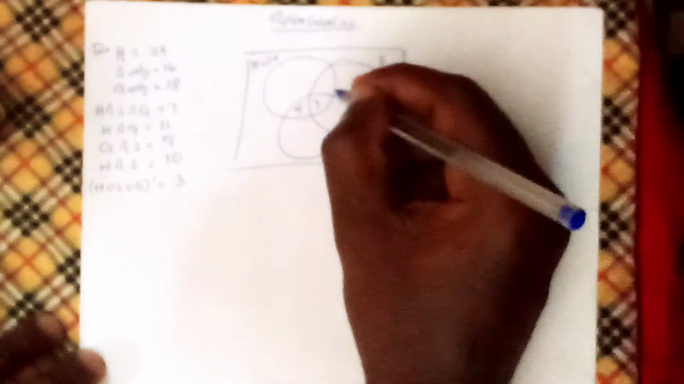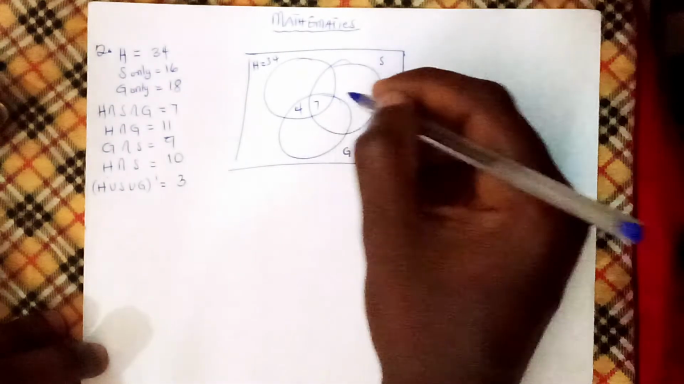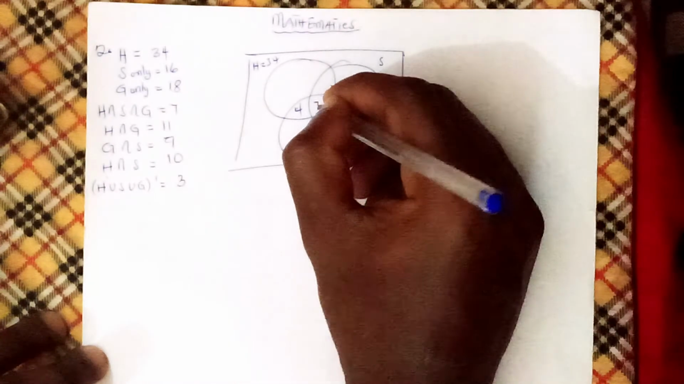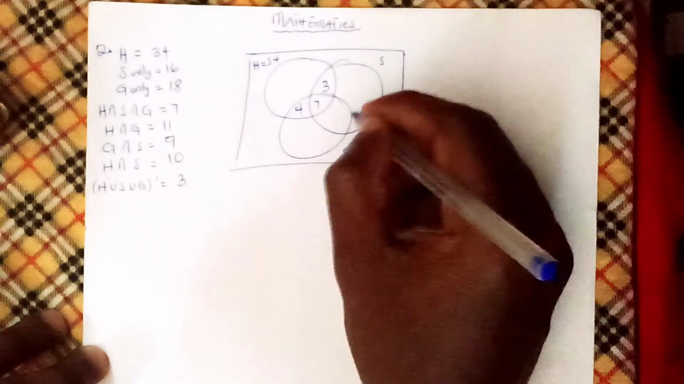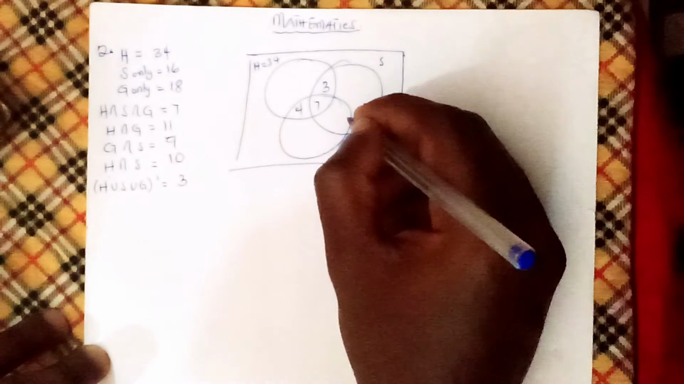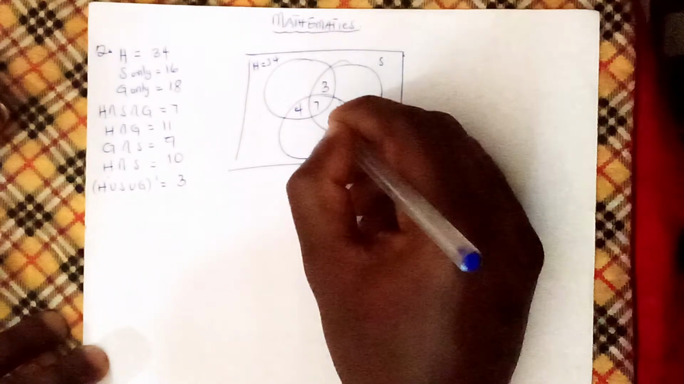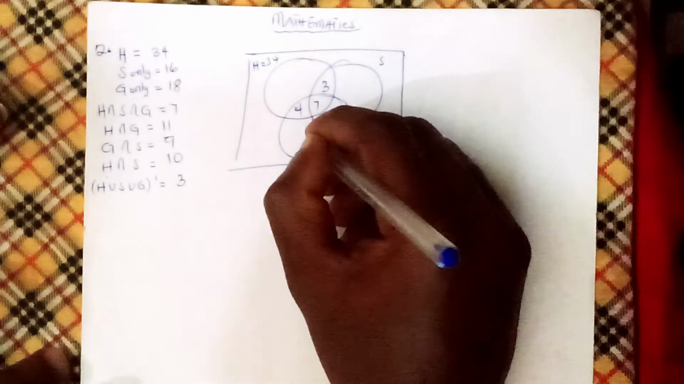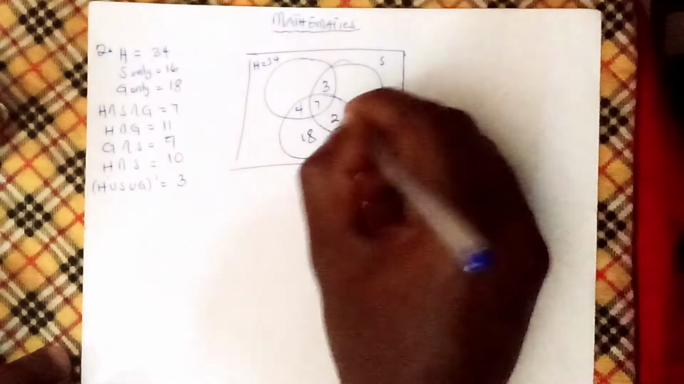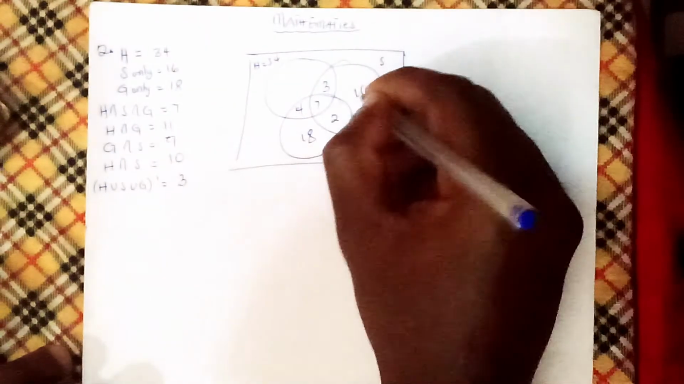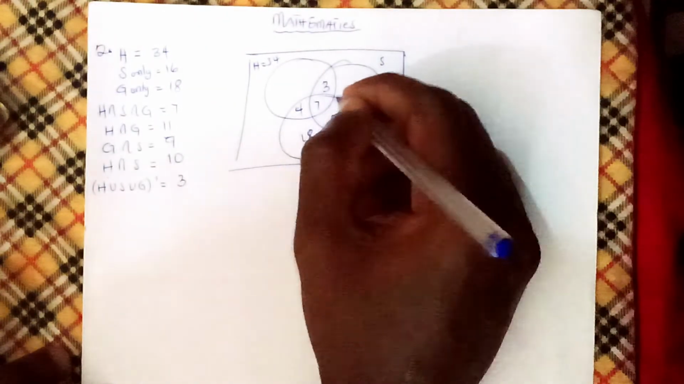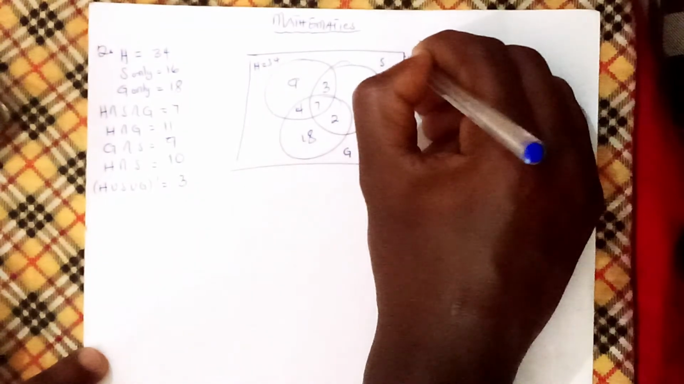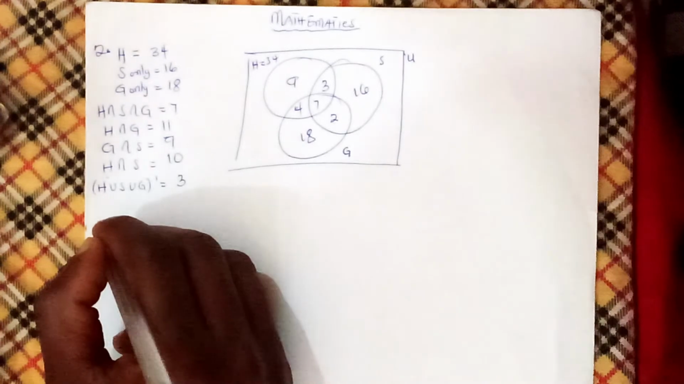And history intersection science, we were given to be 10. We also have to subtract it to get the only, so we get 3. And that of science intersection geography, 9, we subtract, we get 2. Geography only is 18. Science only is 16. Let's represent the history only by an A. We weren't given U, but let's write our U.